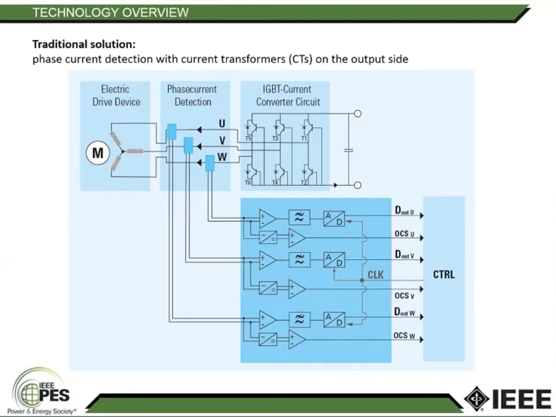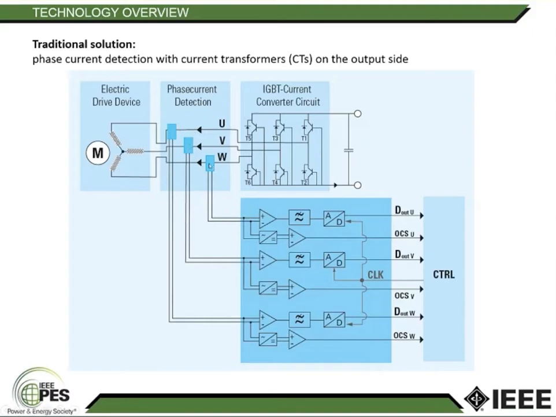Jumping right into it, technology overview. The traditional solution to detect current in inverters is usually done by CTs, by current transformers. Those current transformers are usually located in between the IGBT current converter circuit, which you can see right here. I hope everybody's able to see my mouse too, and the electric drive right here. And the phase current detection takes place right in between. Usually what you do is you measure all 3 phases.